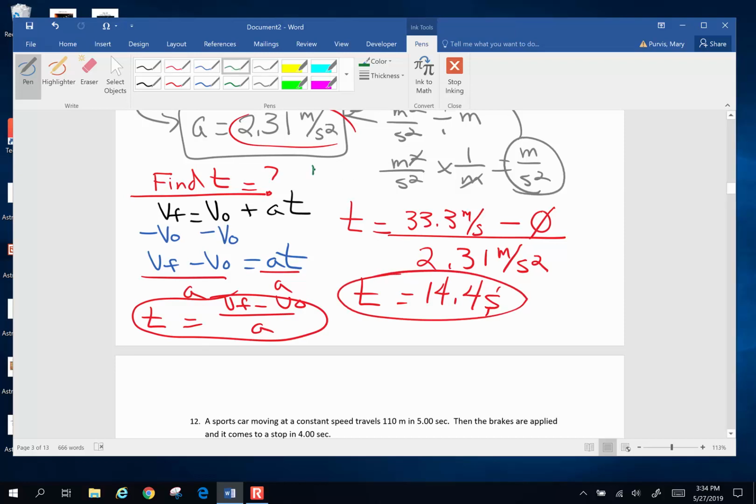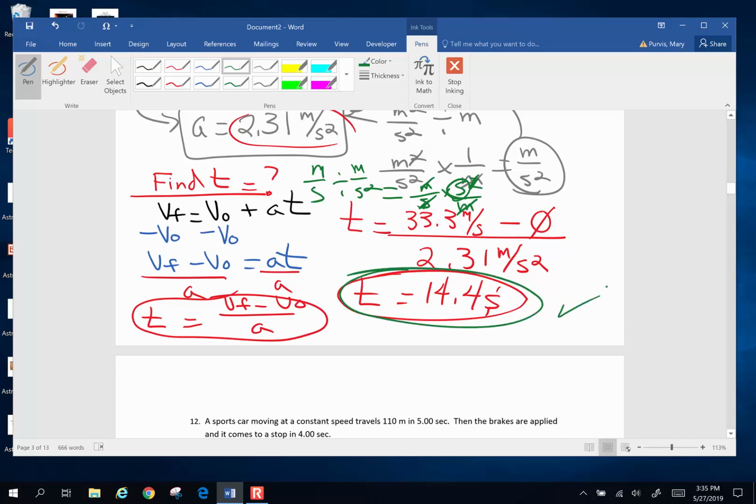I have meters per second divided by meters per second squared, so we invert and multiply. Meters per second times second squared over meters. You're going to do a much prettier job than this. I'm running out of room. Second squared over seconds. This will cancel one of them. I'll end up with seconds. So that proves to me the algebra is right.